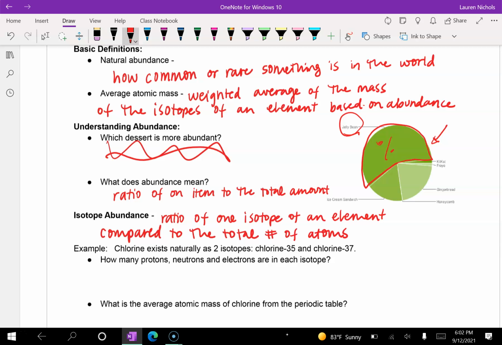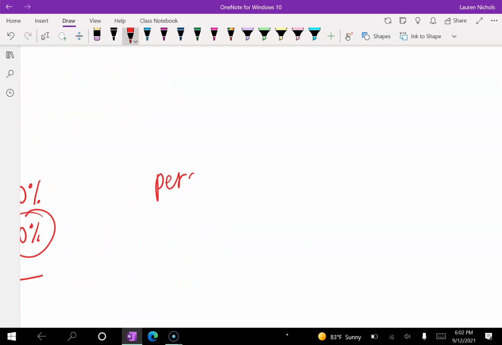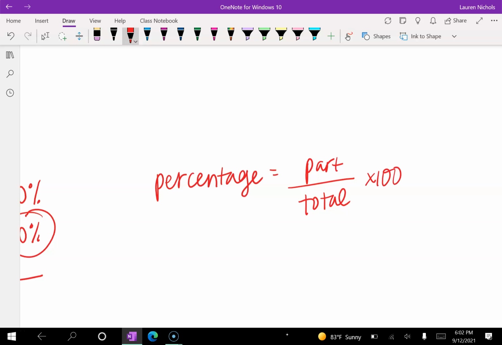Whenever you're trying to find a percentage, you want to make sure that you know how to calculate a percentage. A percentage is always equal to the part you're looking for divided by the total amount times 100. For example, if I wanted to know how many girls were in the class, I would count the total number of people. Let's say there are 30 people in the classroom, and 15 of them identify as girls. 15 divided by 30 times 100 would give us 50%.